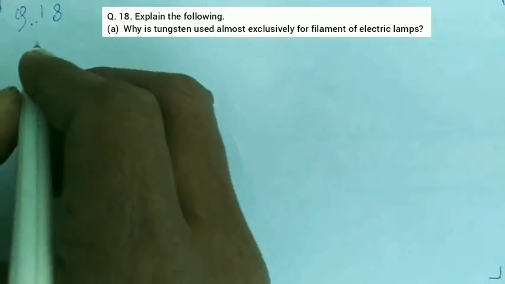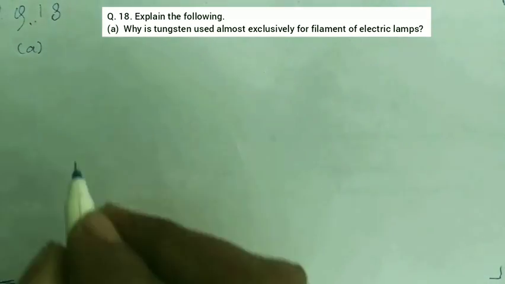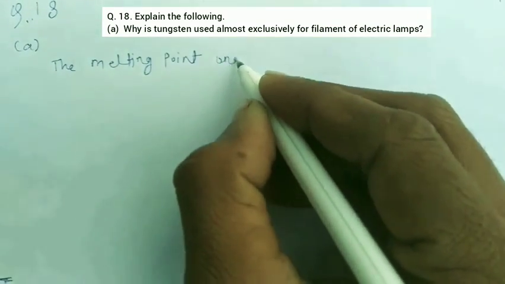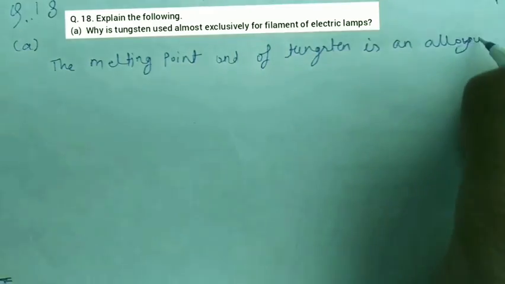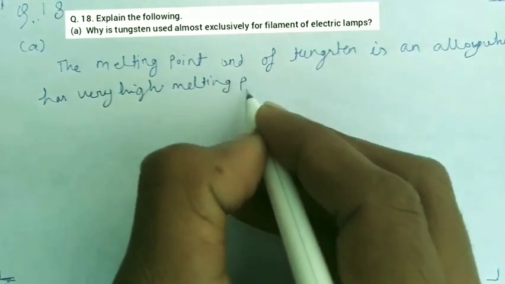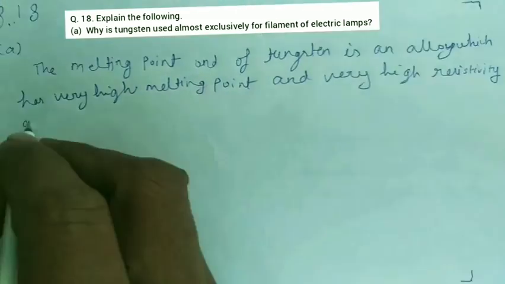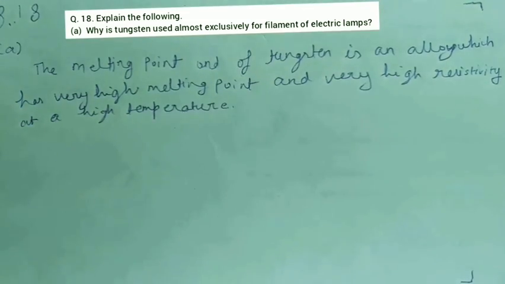Question number 18A. Why is tungsten used almost exclusively for filament of electric lamps? Tungsten is an alloy which has very high melting point and very high resistivity at a high temperature.